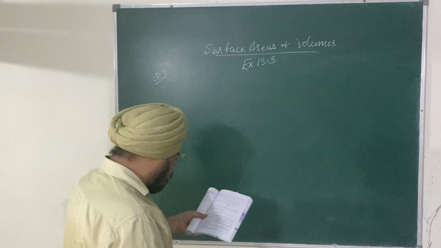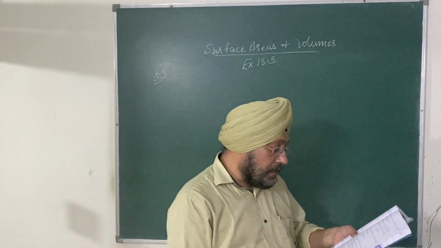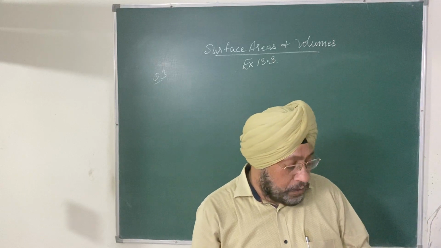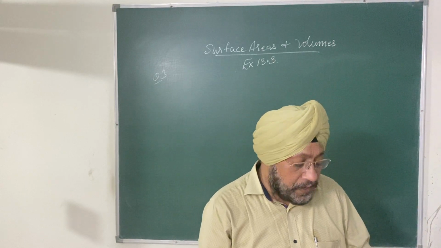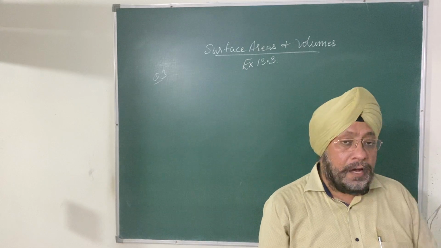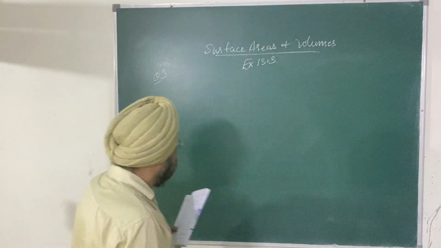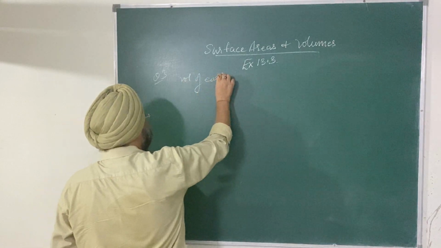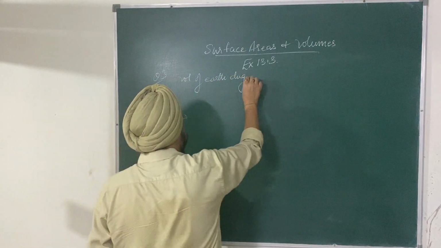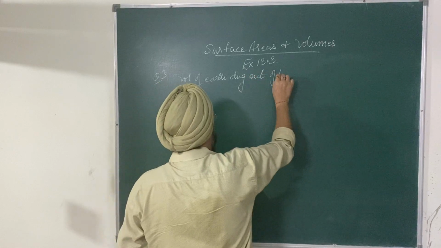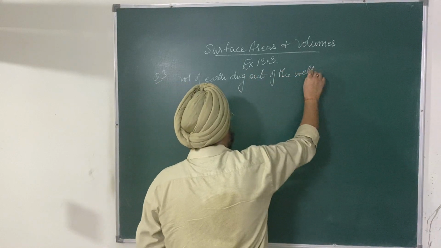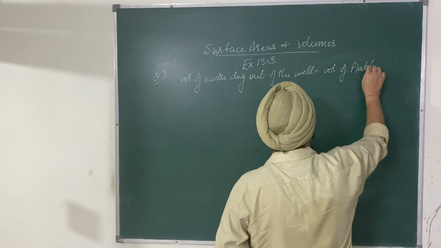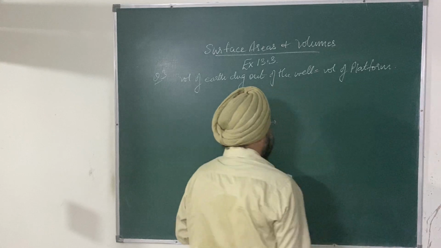A 20-meter deep well with diameter 7 meter is dug, and the earth from digging is evenly spread out to form a platform which is 22 meter by 14 meter. Find the height of the platform. So according to the condition given here, the volume of earth dug out of the well must be equal to the volume of the platform, which is cuboidal in shape.